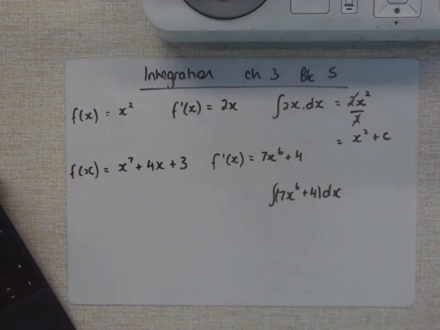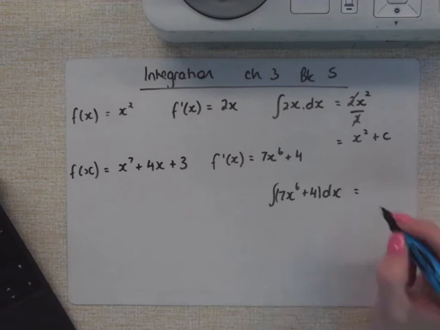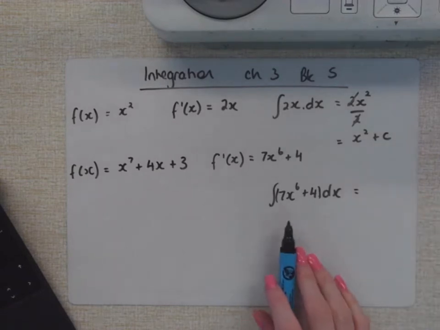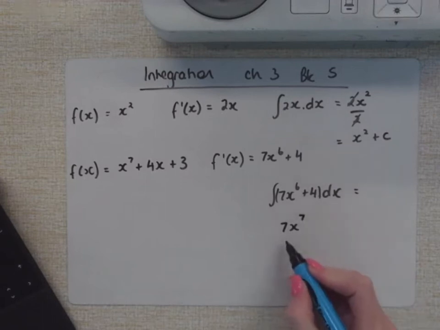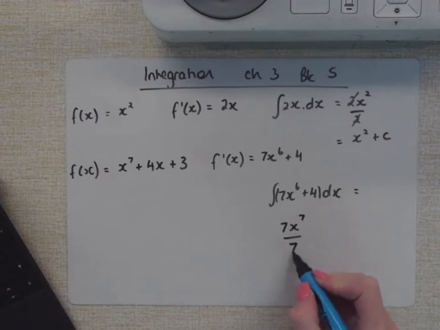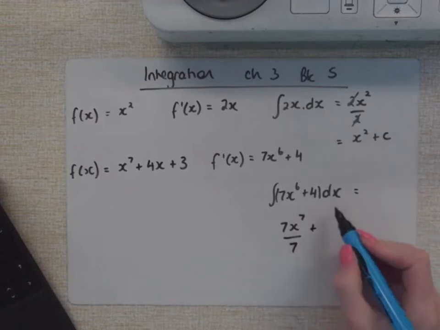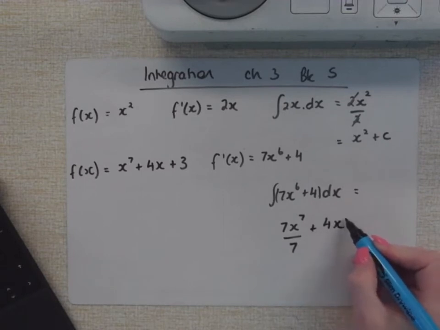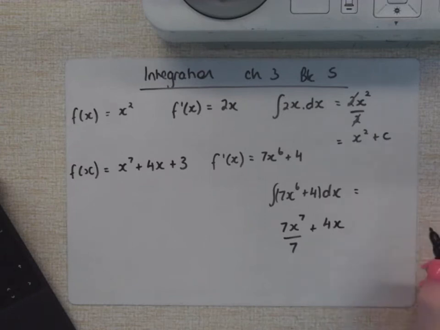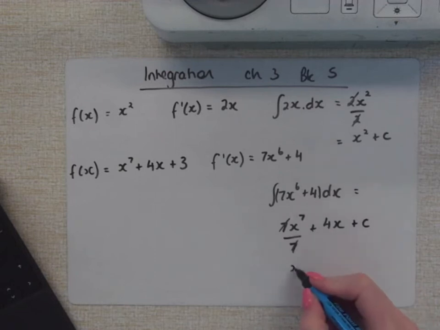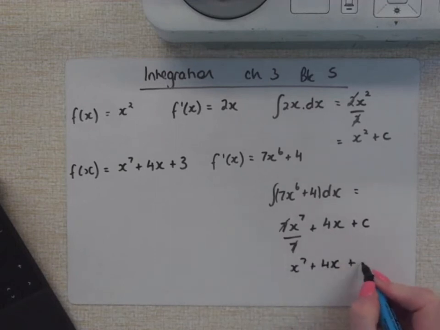You can put that in brackets if you want. So, let's integrate that. We're going to increase our power by 1 and divide by the new power. Same here, increase the power by 1 and divide by the new power, so that's just 1 and over 1. Okay? And we're going to add on our c. So we get x to the power 7 plus 4x plus c.